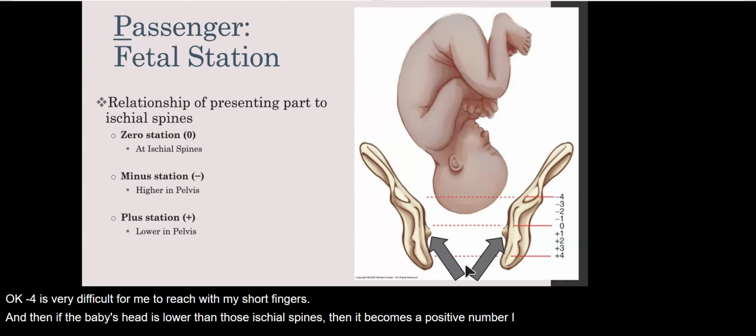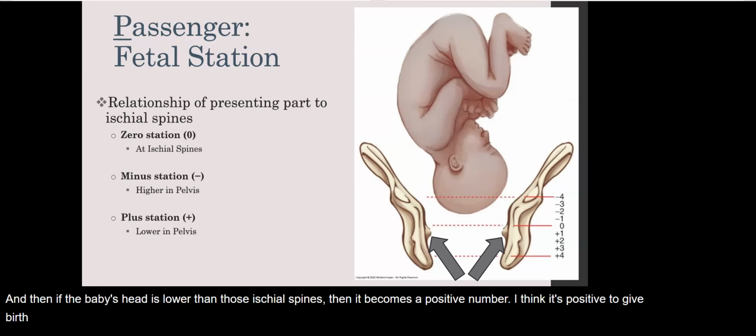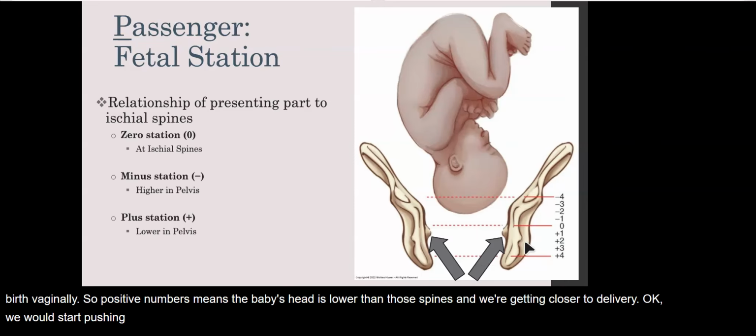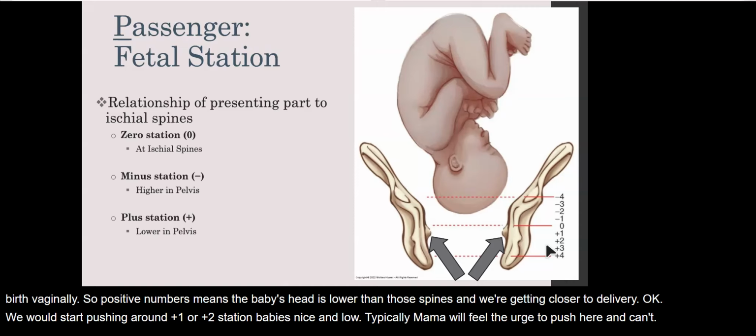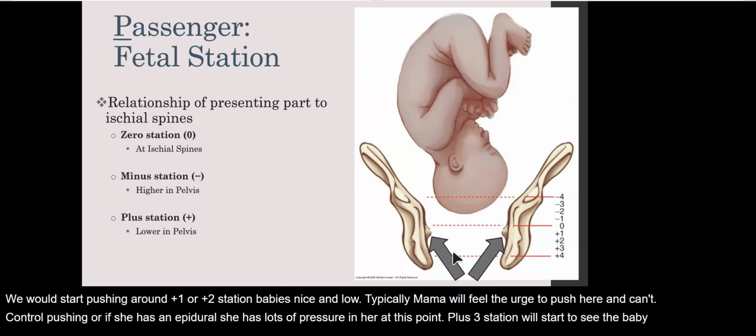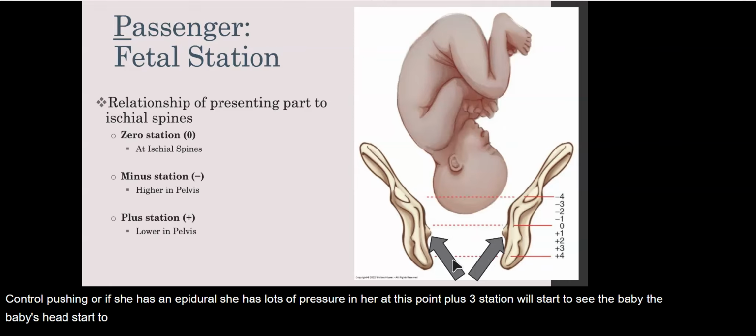I think it's positive to give birth vaginally, so positive numbers means the baby's head is lower than those spines and we're getting closer to delivery. Okay, we would start pushing around +1 or +2 station. Baby's nice and low. Typically mama will feel the urge to push here and can't control pushing, or if she has an epidural, she has lots of pressure in her rectum at this point. +3 station, we'll start to see the baby's head start to crown. +4 is fully crowned. Okay.